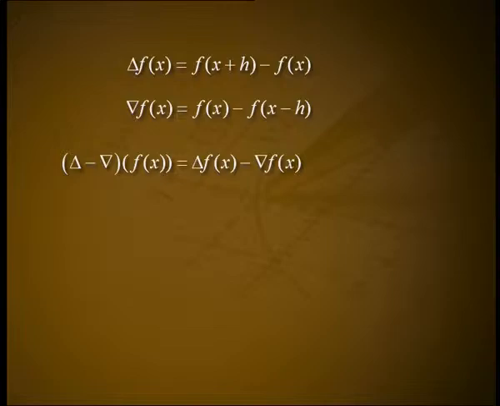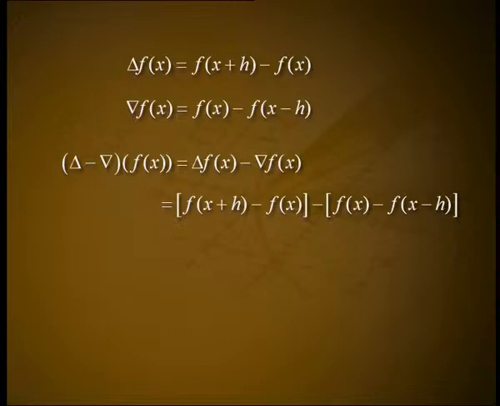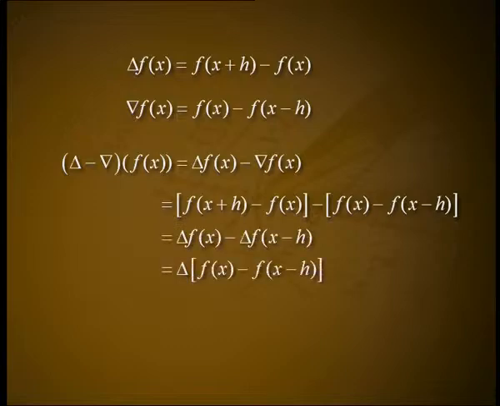Proof. Consider the function f of x. Delta f of x equal to f of x plus h minus f of x. Del f of x equal to f of x minus f of x minus h. Delta minus del of f of x equal to delta f of x minus del f of x. That is equal to f of x plus h minus f of x minus of f of x minus f of x minus h. That is delta f of x minus delta f of x minus h. That is equal to delta of f of x minus f of x minus h. That is equal to delta into del of f of x. This implies delta minus del equal to delta into del.